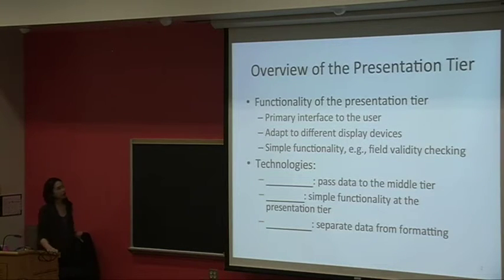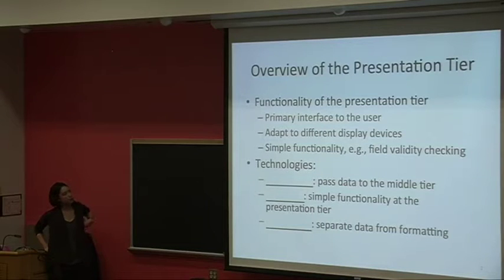So, a bit of an overview of the presentation tier. The presentation tier has the following functionalities. First of all, it's the primary interface to the user, so all the web design happens here. And it adapts to different display devices, like we said last time. For example, the same website might be able to adapt to a PC, to your tablet, to your phone, or to your watch.